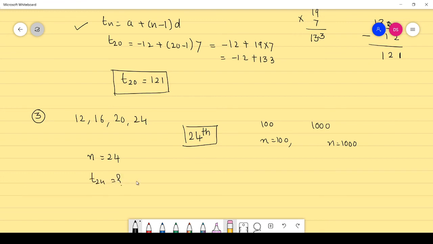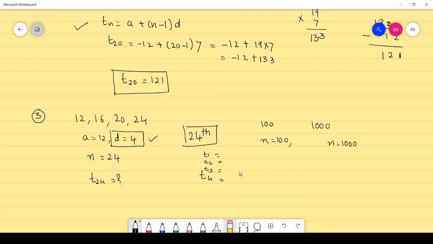So what will be the value of the 24th term? For that, you can directly guess that a is equal to 12. Now, directly saying that d is equal to 4 is not the proper way to write in the board examination. So instead of writing d equal to 4 directly, take T1, then consider T2, then consider T3, something like that.